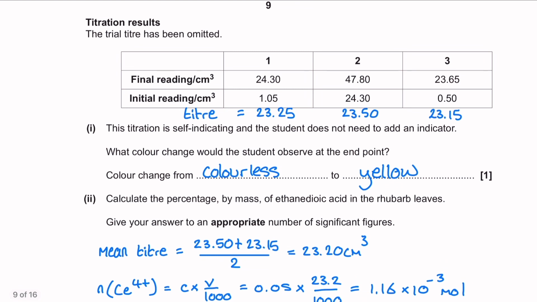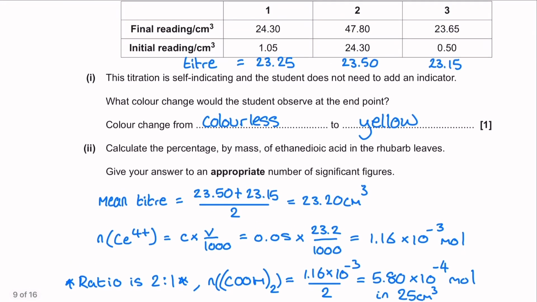Next up, we need to calculate the percentage by mass of ethane dioic acid in the rhubarb leaves. You need to give your answer to an appropriate number of significant figures. I think it's a clever way to test your precision of your answer in the exam. What we need to use is the minimum number of significant figures demonstrated by the question, which is 3. So we need to make sure that we give everything here to 3 significant figures.